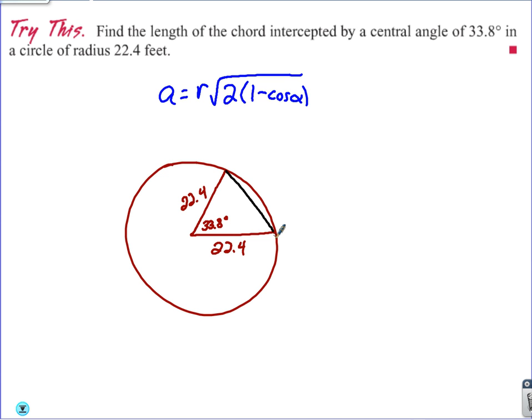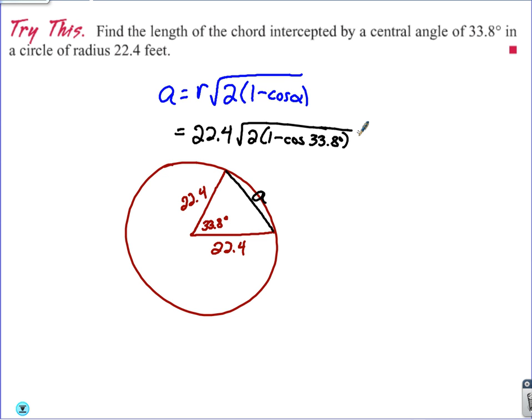Well, could we use law of cosines again? Yeah. Do we have to? No, we got a formula. We just made it up. The length of a chord is equal to the radius times the square root of 2 times 1 minus the cosine of 33.8.